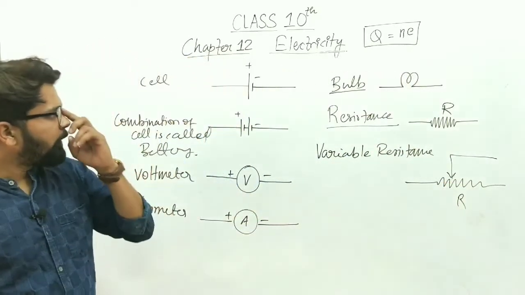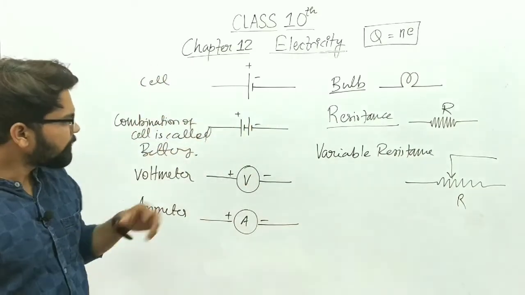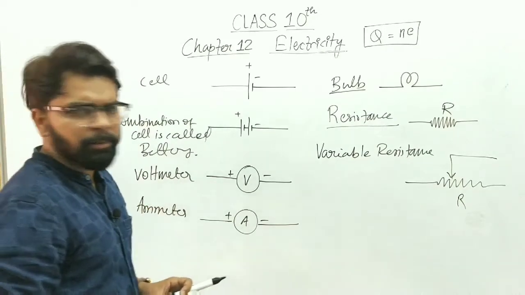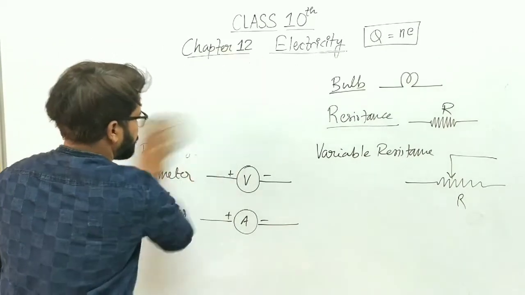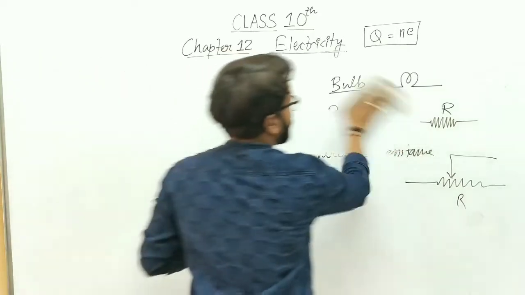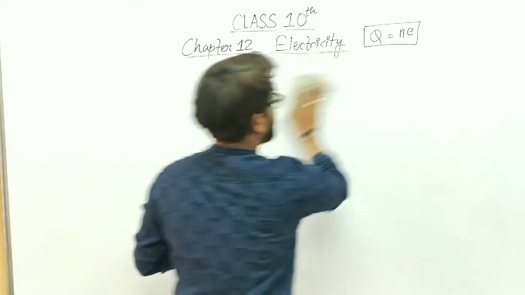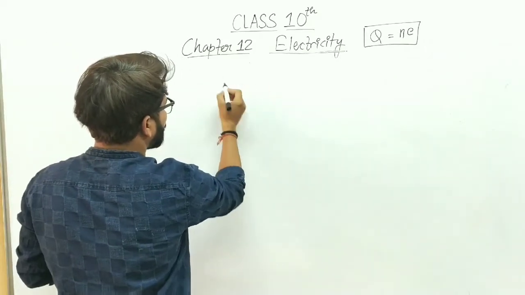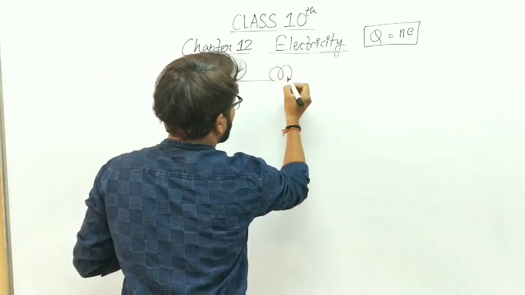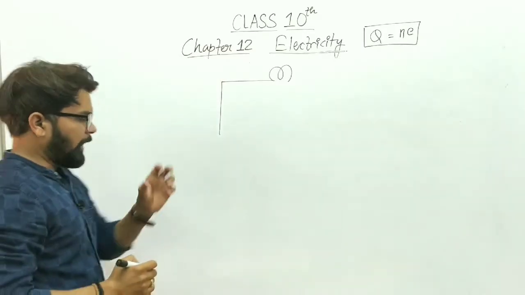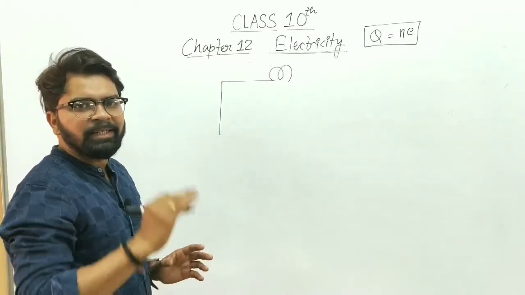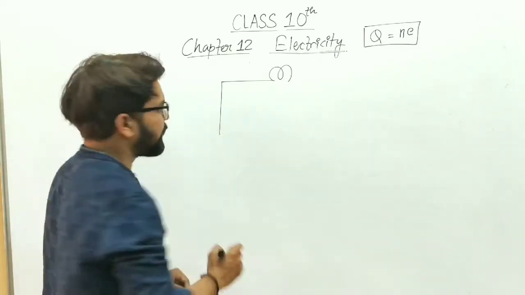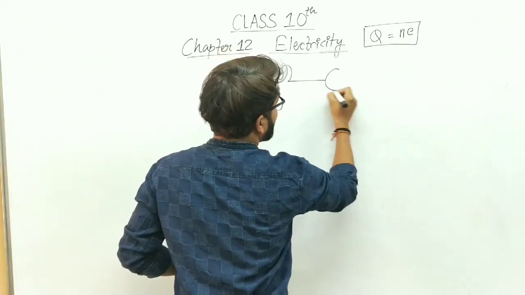Keep in mind the few things I have written here. You can pause the video and note them down in your copy if you find something important. Now I am going to make an electric circuit. Basically there is a bulb and an ammeter. An ammeter is always connected in series in a circuit. If I am connecting a bulb, then I connect an ammeter in this way.